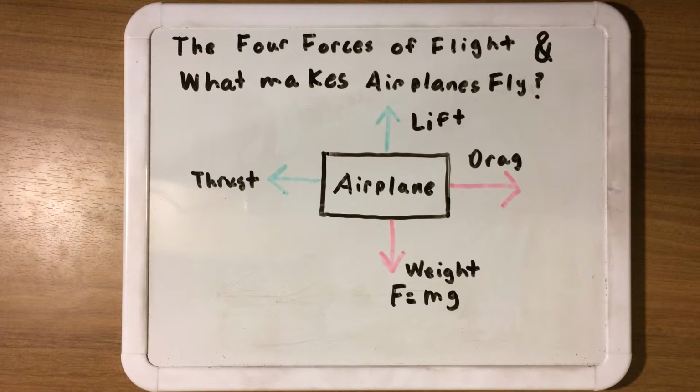Next is weight, and this is effectively gravity. So force of gravity is equal to mass times the gravitational constant, 9.8 meters a second. So the heavier your airplane is, and this includes people, gas, baggage, etc., the more lift you'll have to produce to compensate for this increase in weight.